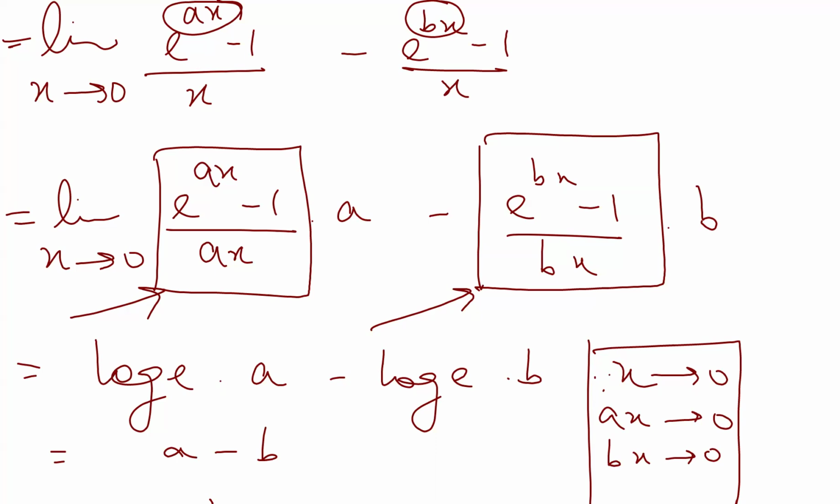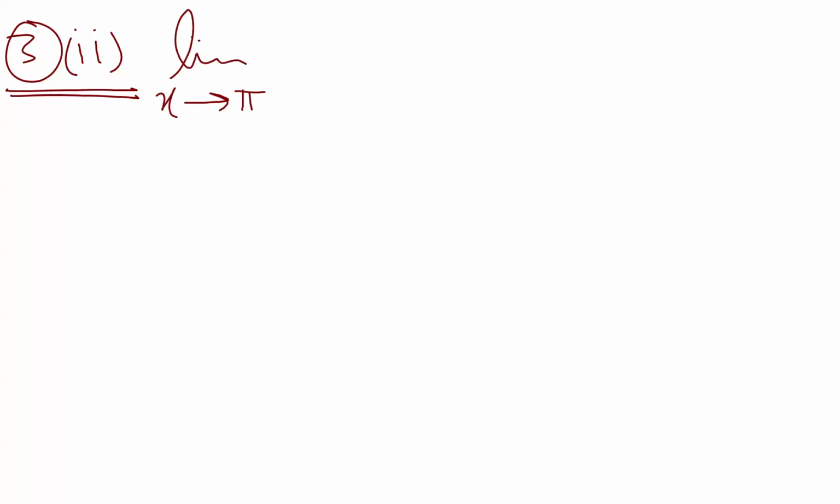Next problem. Question number 3, sub question 2. Limit x approaching pi by 2, e raised to sin x minus 1 upon sin x.